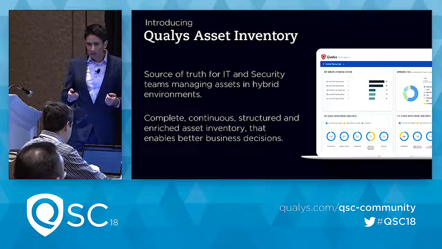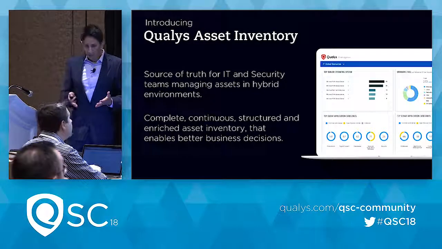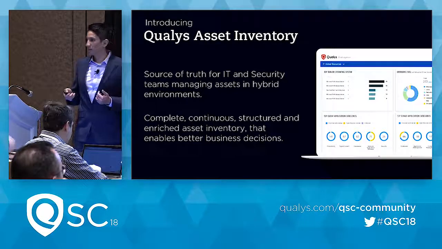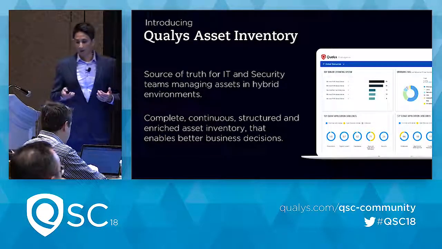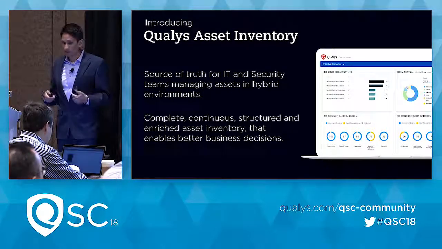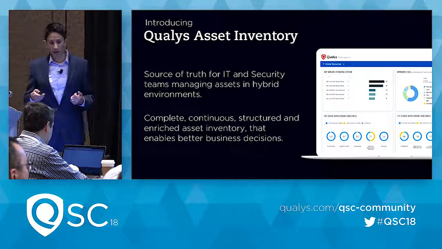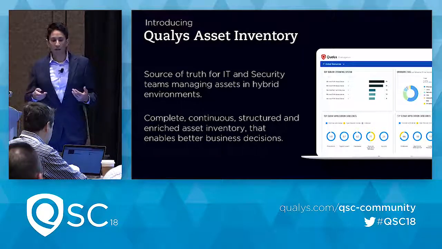So introducing Qualys Asset Inventory. Qualys Asset Inventory is the single source of truth for IT and security teams managing assets in hybrid environments. And these four things, it gives you a complete, continuous, structured, and enriched asset inventory that enables better business decisions. So we've been talking about complete and continuous asset telemetry collection. We've seen this throughout the day yesterday, and you're going to see more today too. But I want to spend a little bit more time on what we mean by structured and enriched asset inventory.